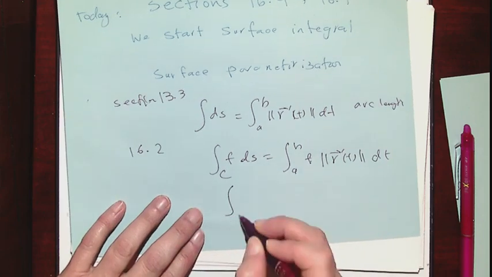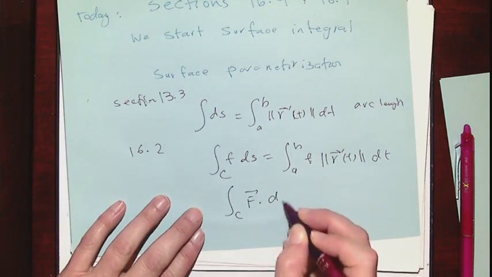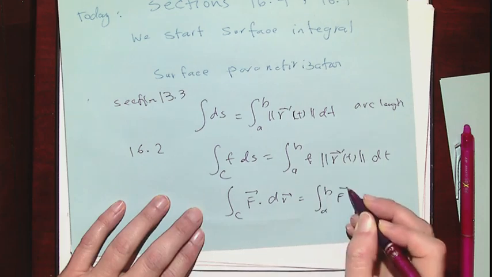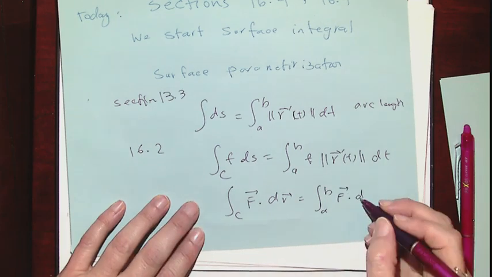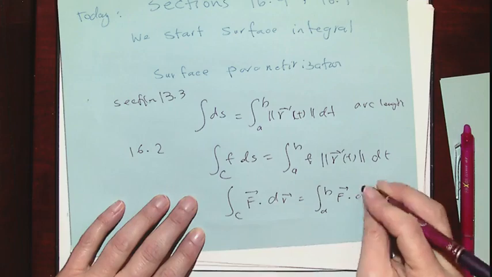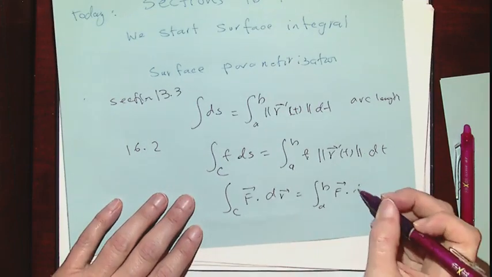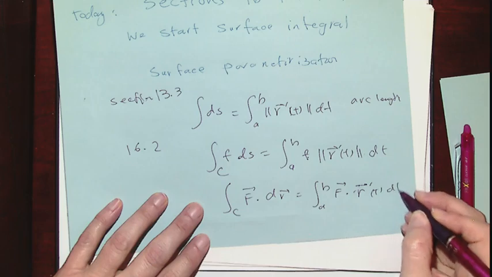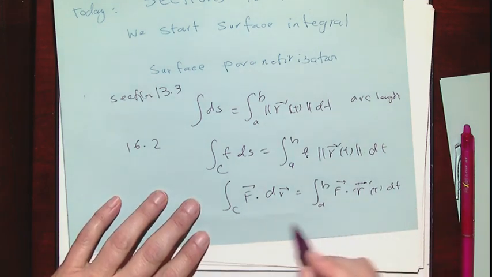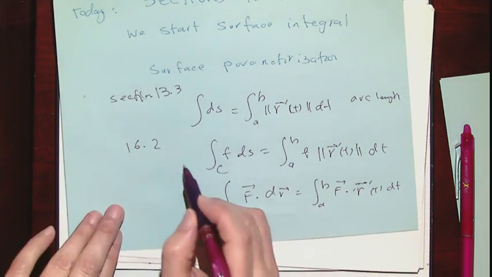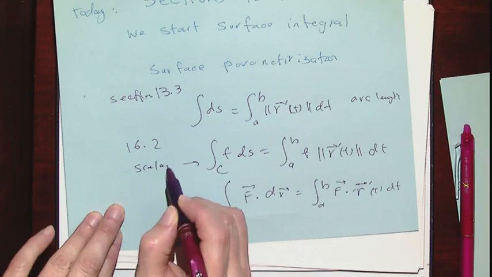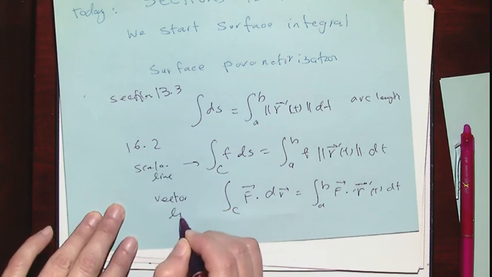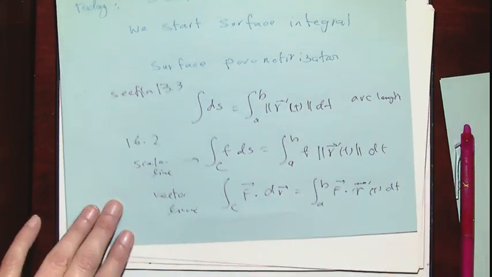Then what do I do? Very quickly, I followed it by this, which was F dot r prime of t dt. And this gave me the scalar line integral, the vector line integral, and arc length.